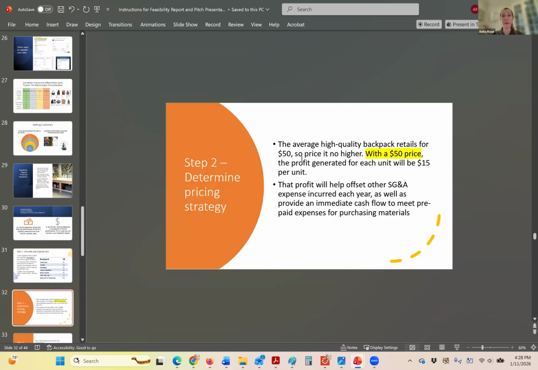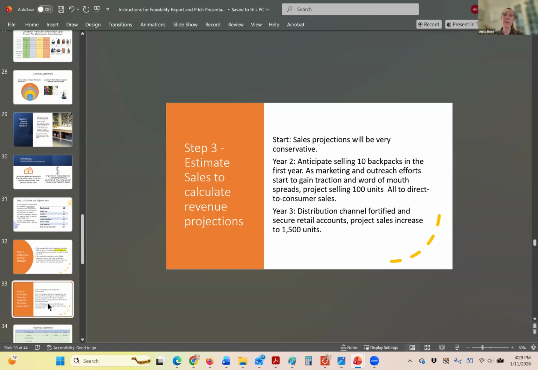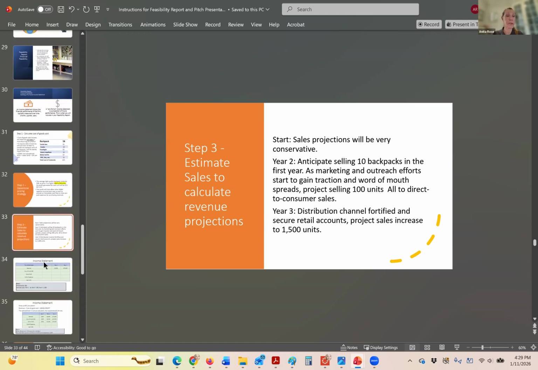Then we will look at competitors, and we want to be sure that in this particular case, we don't price ourselves higher than the competitors. So we think about, we have our costs, we have our price, and then our profit margin. So we want to take a look at that as well. Okay, I already mentioned the SG&A. We'll go into all of these in more detail during the modules. And then we want to estimate the sales, calculating the revenue projections as well. So we'll go through that for each year.